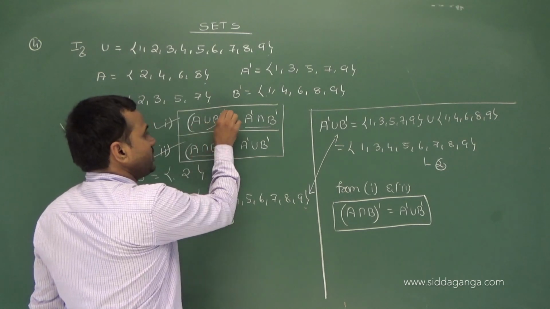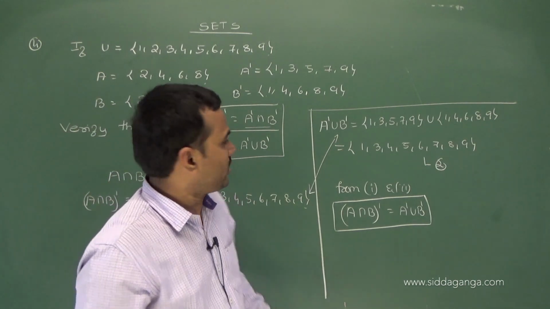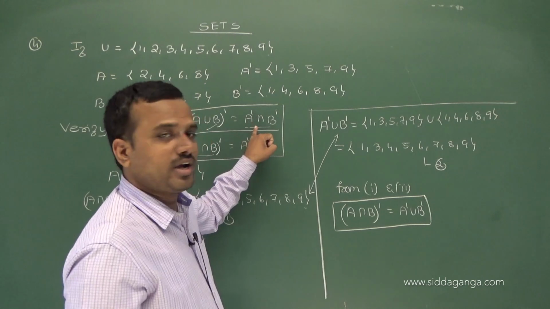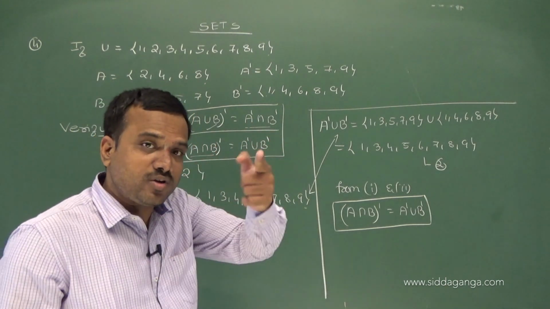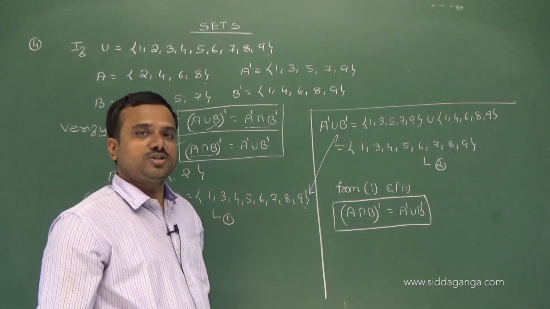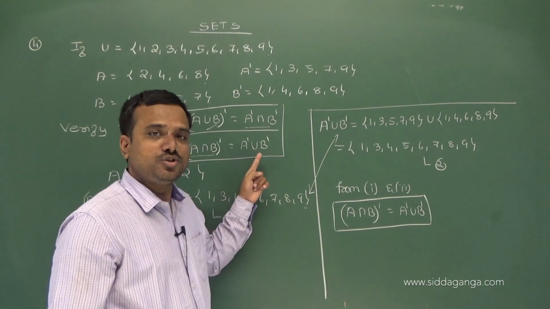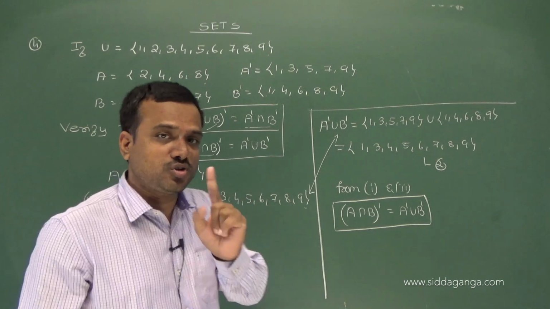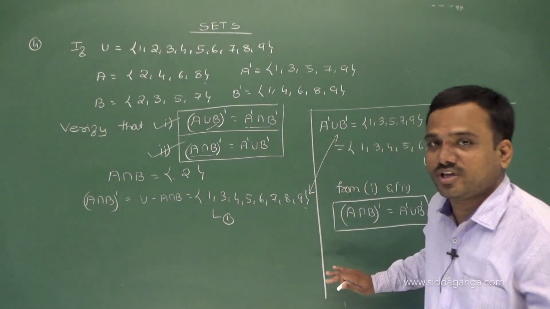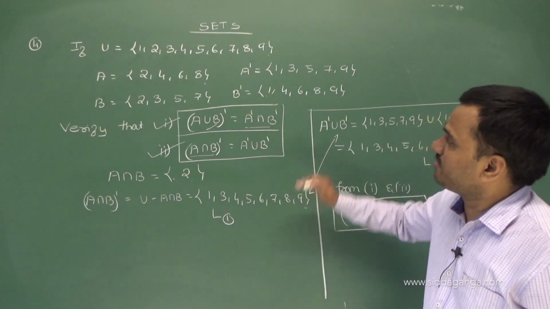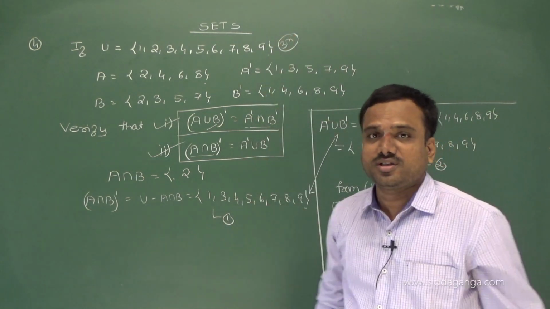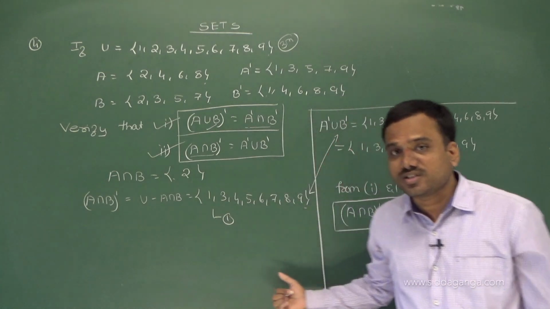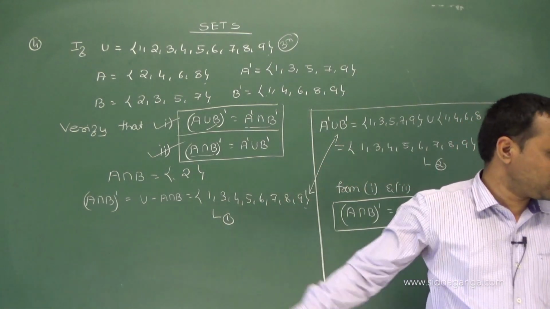So A union B whole dash is equal to, we proved that, A dash intersection B dash. A intersection B whole dash is equal to A dash union B dash. Observe the problem very carefully, and this is very, very important for 3 mark questions. Understand? See the problem carefully. Next problem.